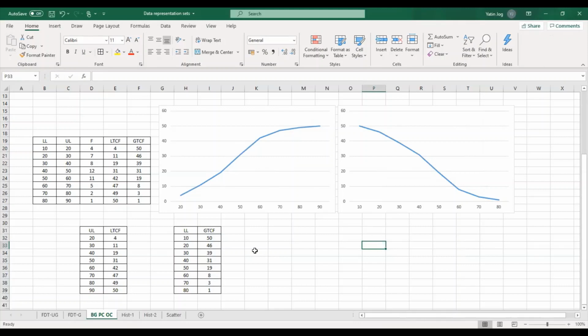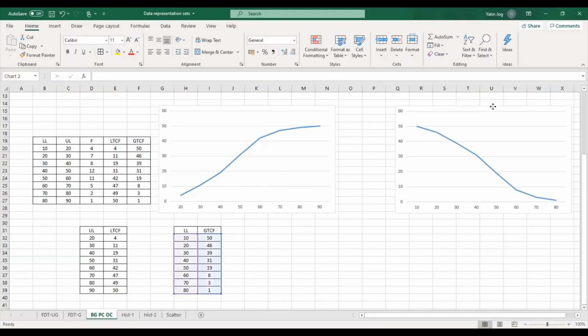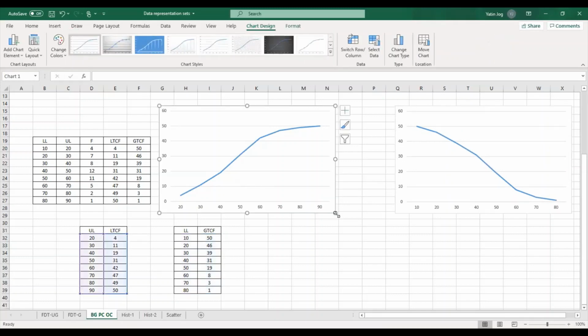Now what is the basic use of these Ogive curves? If anybody can guess, what is the use of Ogive curve? Yes, anyone? Okay. So the basic use of Ogive curve is, now we are slightly moving towards the prediction model.